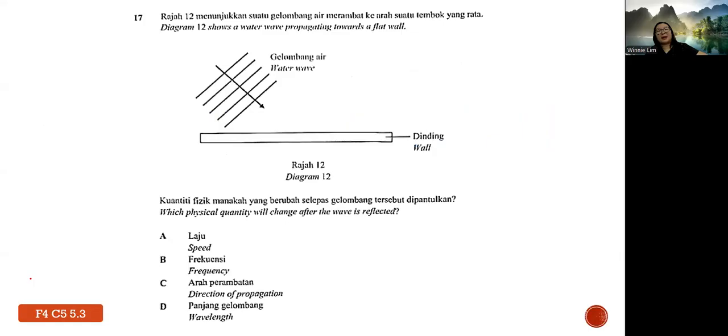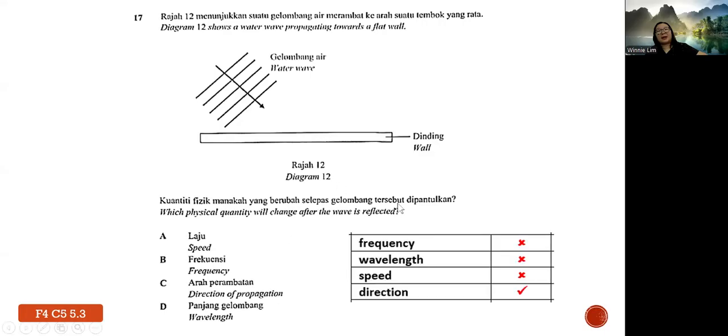17. Diagram 12 shows a water wave propagating toward a black wall. Which physical quantity will change after the wave is reflected? Okay, so I will tell you all, under phenomena like reflection, refraction, diffraction, they always want to see what will change and what will not change. And I will show this table. So for diffraction and refraction, they are the same. Frequency, no change. Wavelength, no change. Speed, no change. Only direction, because after the wave strikes the surface, right?